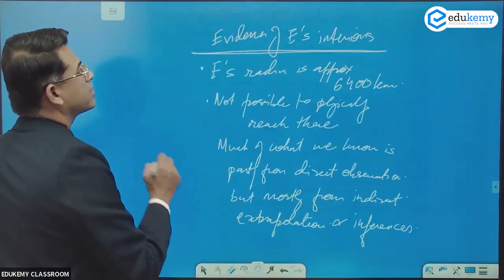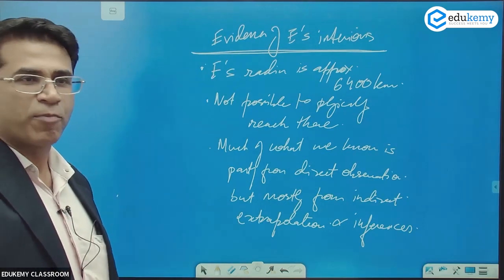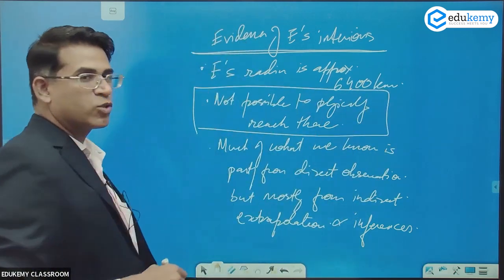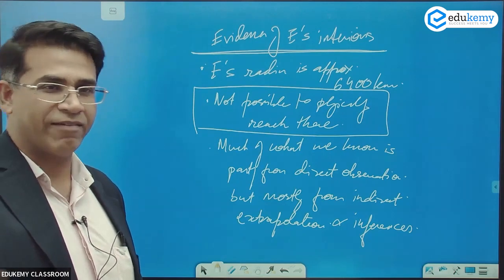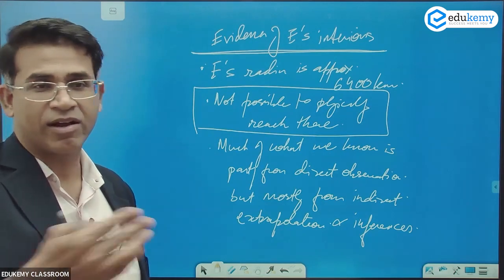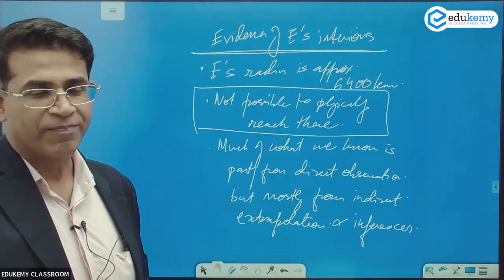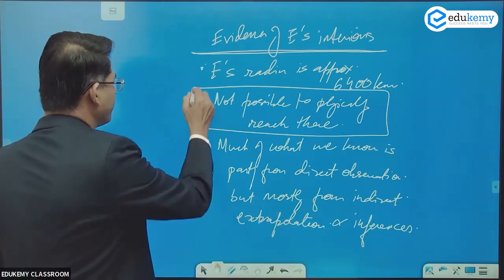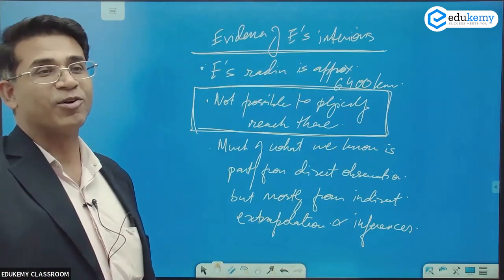Okay? Earth's radius is approximately 6,400 kilometers. Not possible to physically reach there. Of course, I am not counting Swami Nityanand. Swami Nityanand can go, he can travel between time, he can travel across universe, he can travel across time zones. So we are not counting him. Okay, leave him. Most of us, who are mere mortals, we can't go there.